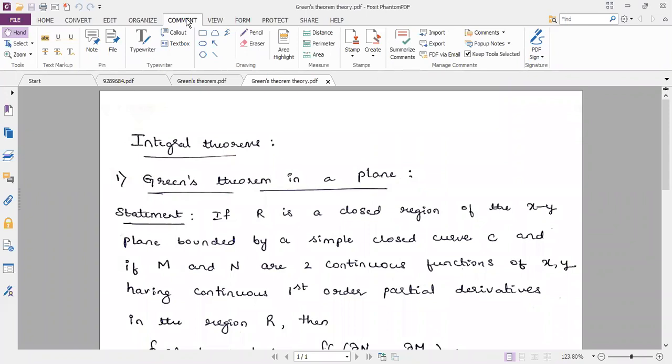Today we'll see a topic in vector integration related to integral theorems. The first one is Green's theorem in a plane.